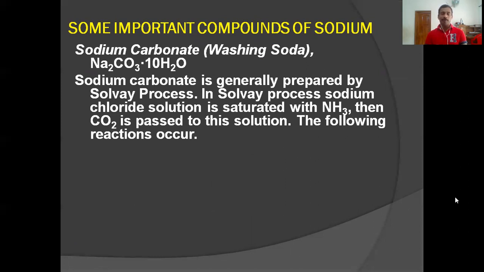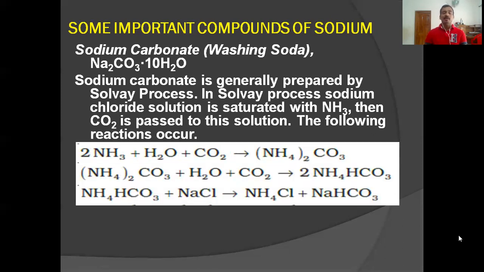What is the name of the process for the preparation of sodium carbonate? Solvay process. In the Solvay process, sodium chloride solution is saturated with NH3, meaning NH3 gas is passed into the sodium chloride brine solution. After saturating it with NH3, CO2 is passed into this solution. Then what are the reactions taking place there?